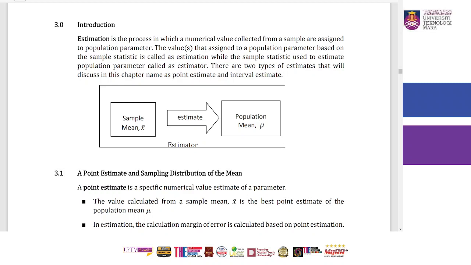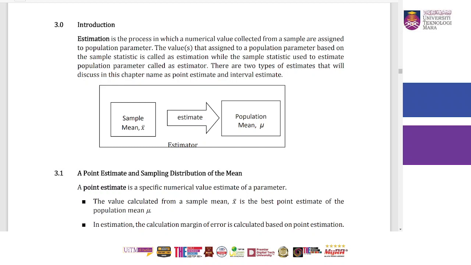So, we are looking at a value from a sample that can represent the value or the actual parameter in the population. Okay? In this situation, the value that is assigned to a population parameter based on the sample statistic is called estimation. So, nilai itu yang kita panggil sebagai estimation.